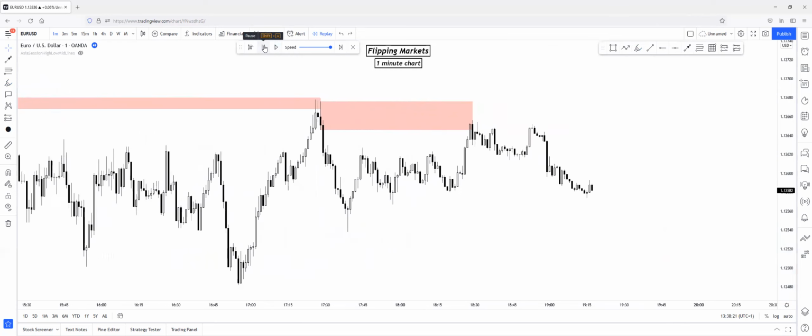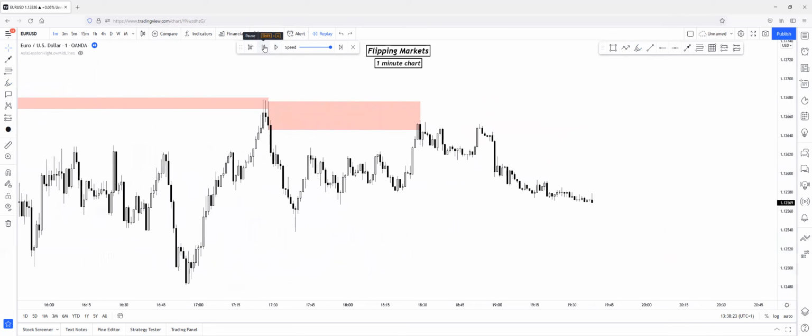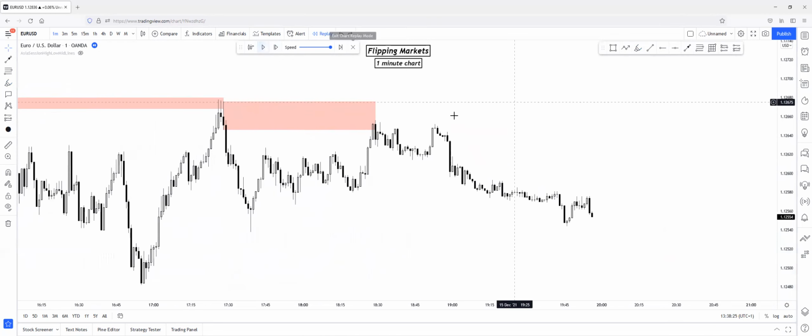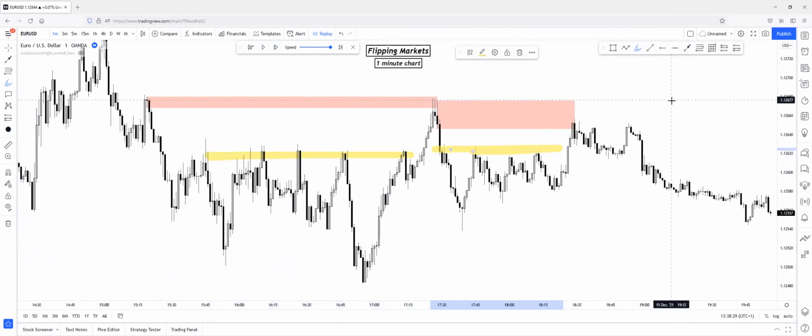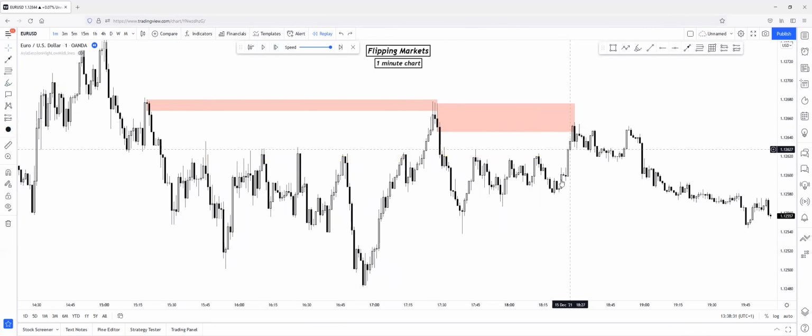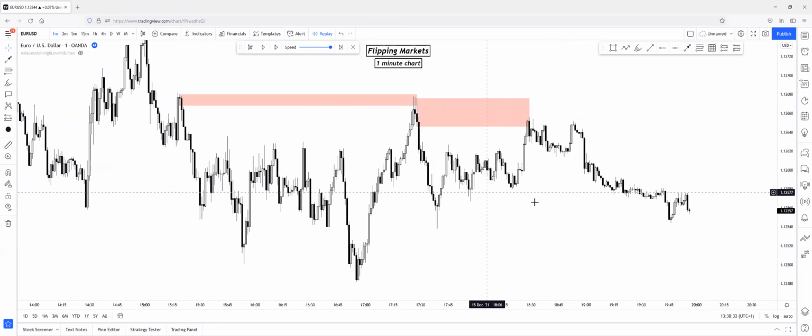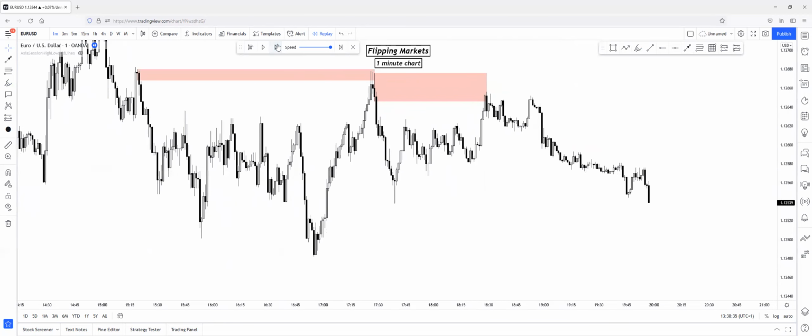Started to reverse. So as you can see, we had double liquidity sweeps from this region and from this region. So after double liquidity sweeps or just a single liquidity sweep, price has a really great chance to reverse and continue the bearish order flow.